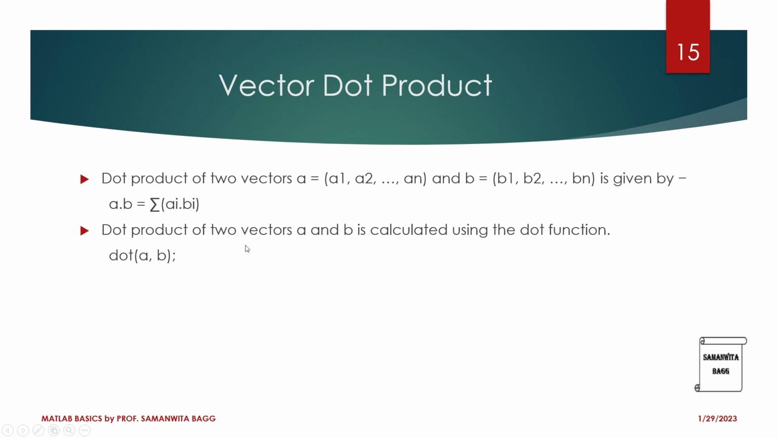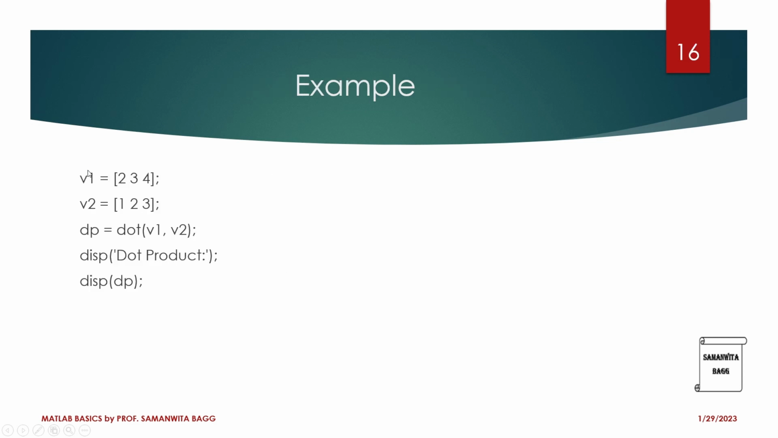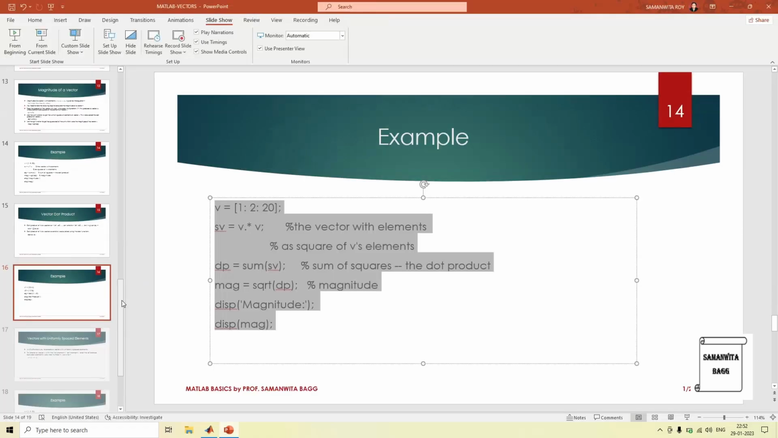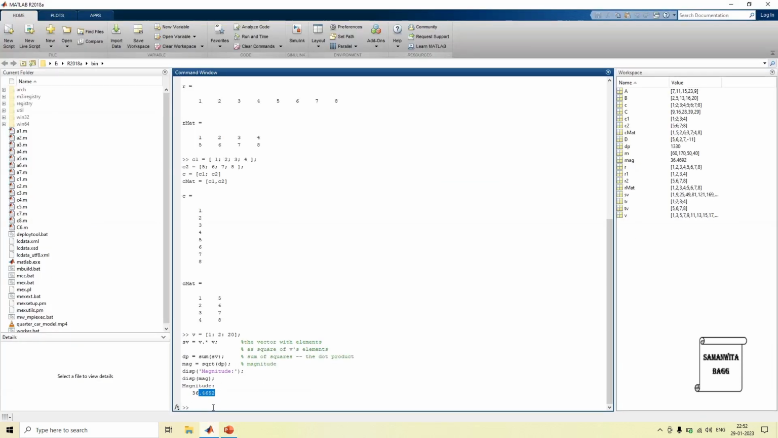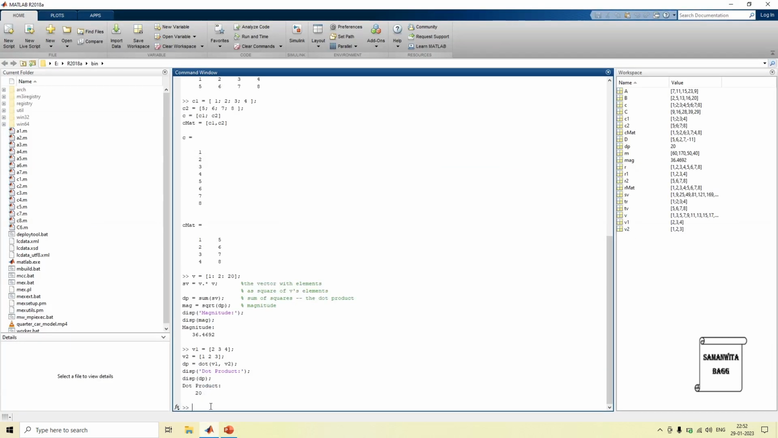Dot product of these two vectors A and B is calculated using the dot function. So you can also use this alternately, dot A comma B. So this is an example given. V1 and V2 are the two vectors. Finding dot product, dot V1 comma V2, and this is the display done. So we can just copy it and take it to MATLAB and see the result. The dot product is 20.